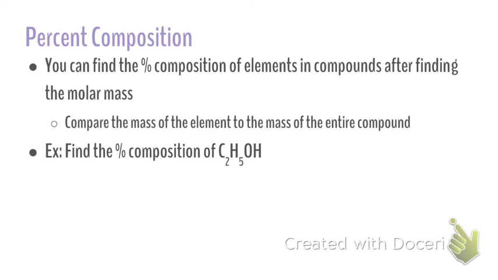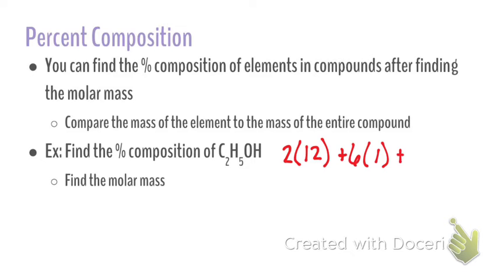So if I wanted to find the percent composition of C2H5OH, the first thing I have to do is find the molar mass of that molecule. C2H5OH has 2 carbons that each weigh 12. How many hydrogens does it have in total? 6. And what's the molar mass of oxygen? 16. Okay, so 24 plus 6 plus 16 gives us a molar mass of 46.